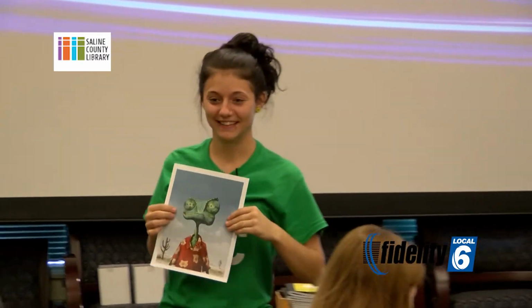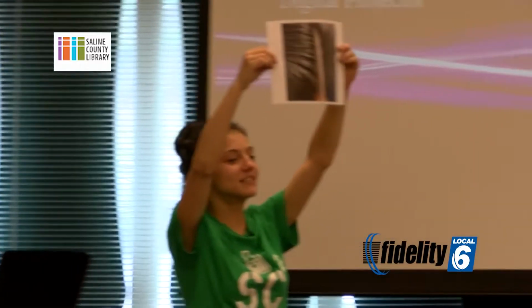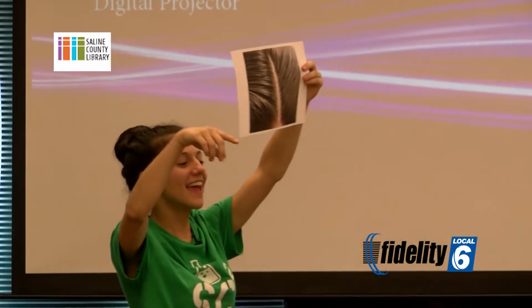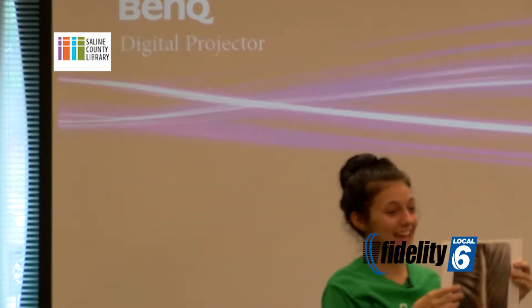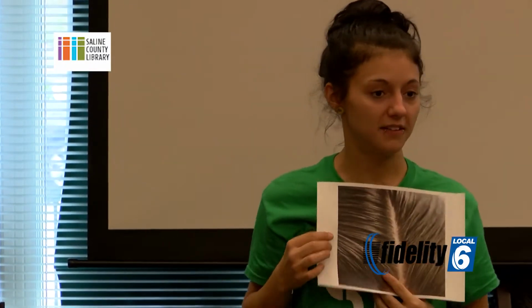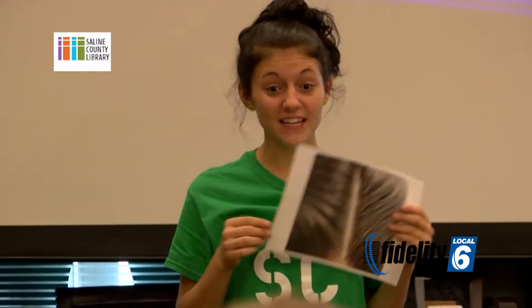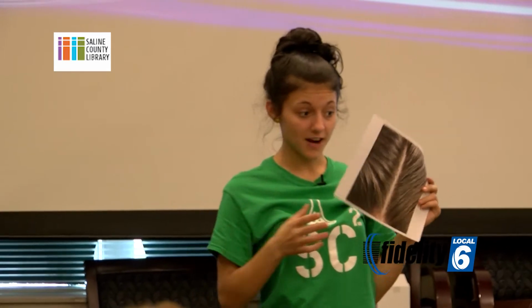Very good. You guys are so smart. Can anybody tell me what's in this picture? What is it? Hair. That's good. That is hair from a human head. So which one does this go in? Which box? I heard it, mammals. That's right, because humans are mammals, right?